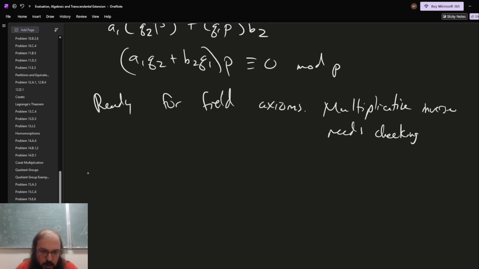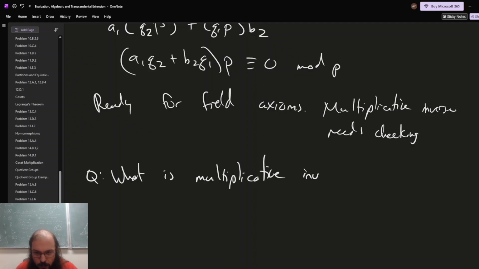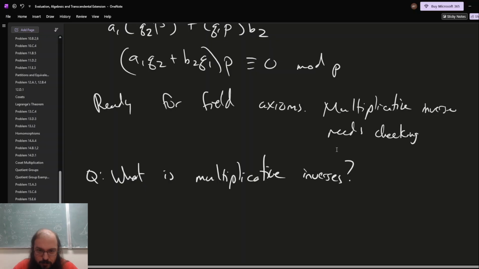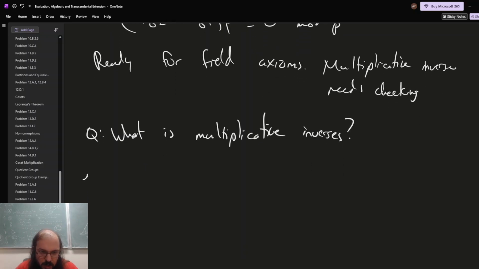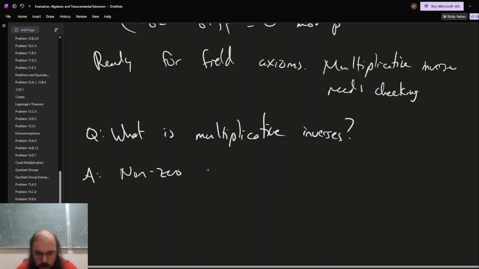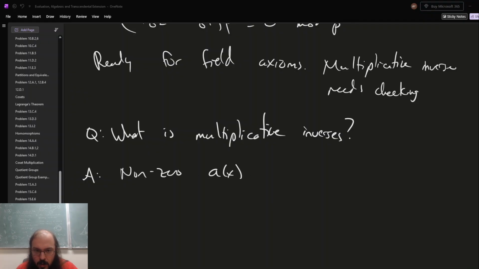The hard part is, what is the multiplicative inverse? Right? If I'm only dealing with polynomials, not rational functions, then I don't necessarily know what it means to divide, because you can't really divide by polynomials unless you're leaving the world of polynomials. And so this will be the main thing to prove. So here's how we construct this. Let's say you have some non-zero element, a of x. Since a of x is not 0, it's not a multiple of P.